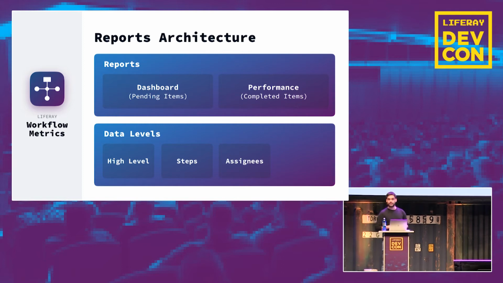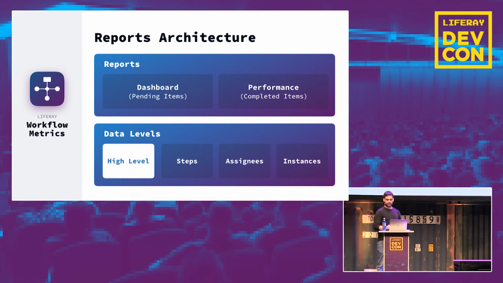We have the assignees, so you can understand the performance of the team members that are acting on that process. So this way you can understand who is performing well and maybe who needs close attention. And last, we have the instances. Here you have access to individual data of a specific instance. So start with the high level.